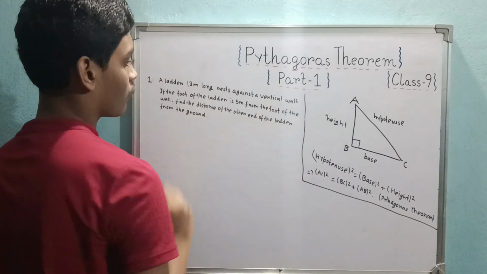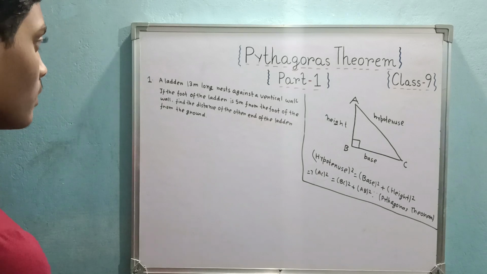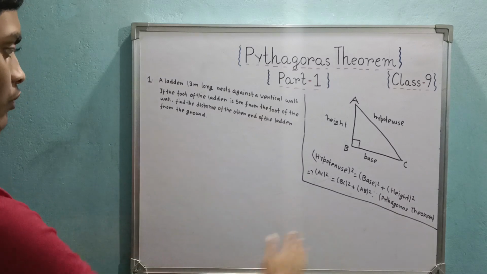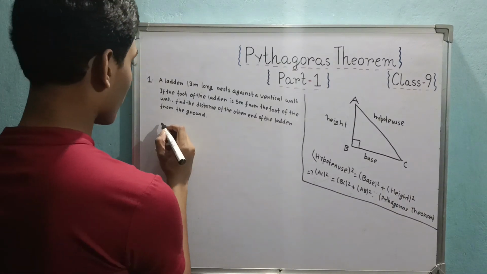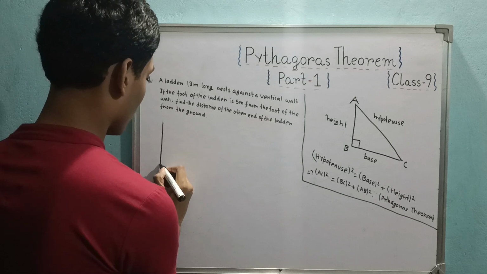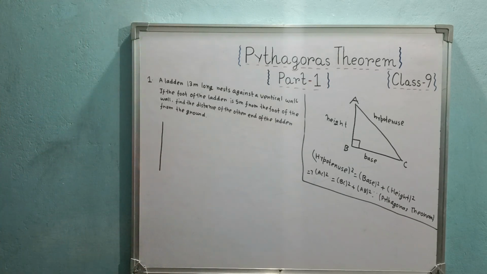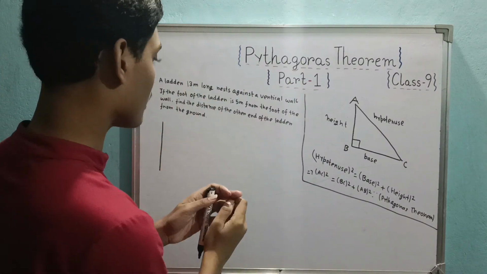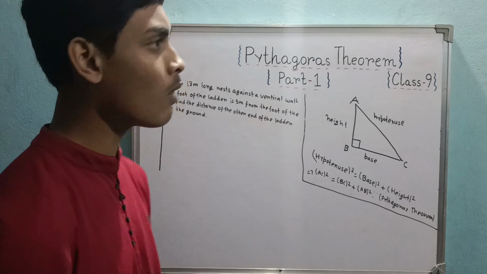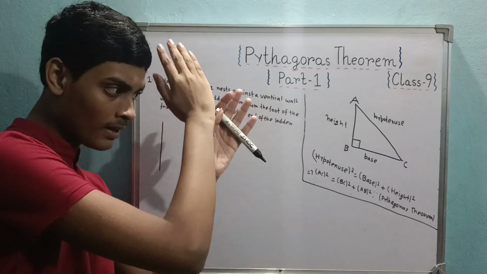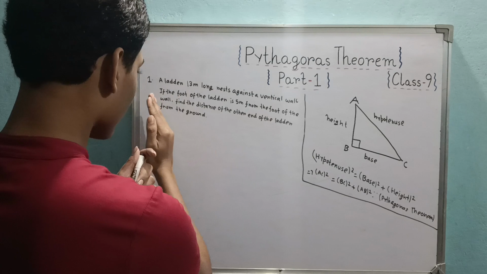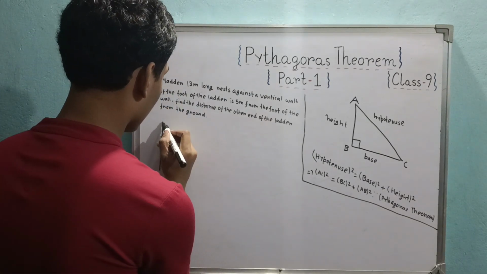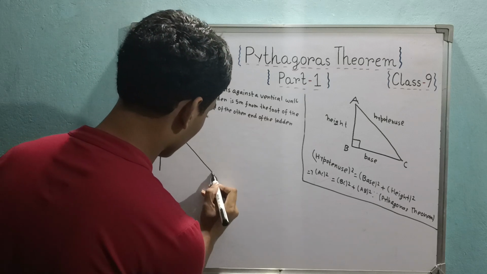So they are telling a ladder rests against a vertical wall. A vertical wall is there. This is called horizontal. This is called vertical. Suppose this is a vertical wall. And the ladder is resting against the vertical wall. Suppose against the wall you just do like this and rest. So you are in this position. Similarly, against the wall, the ladder is resting. Suppose like this. This is the ladder.